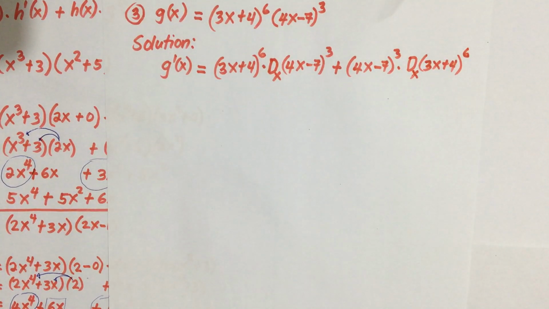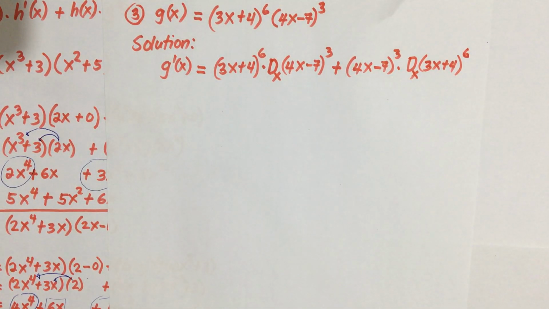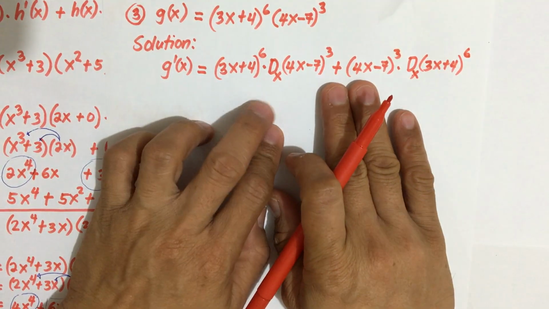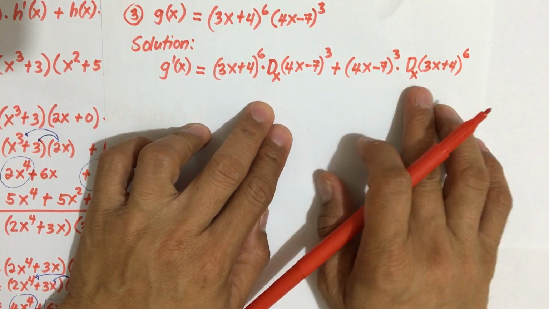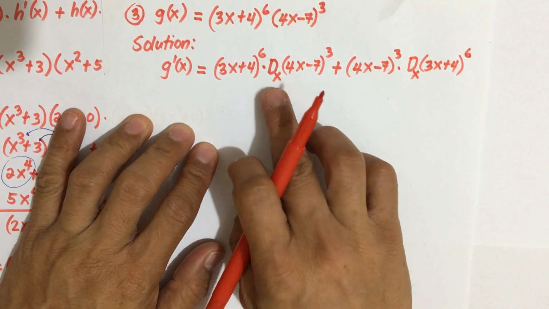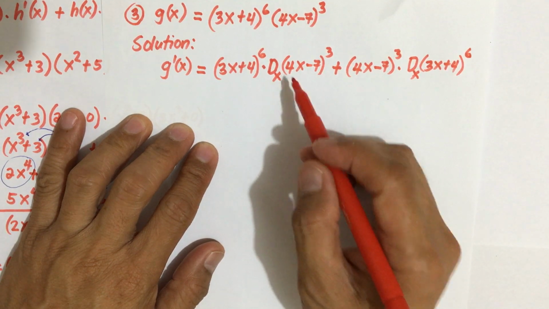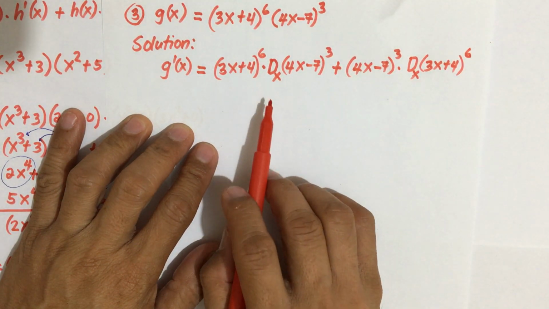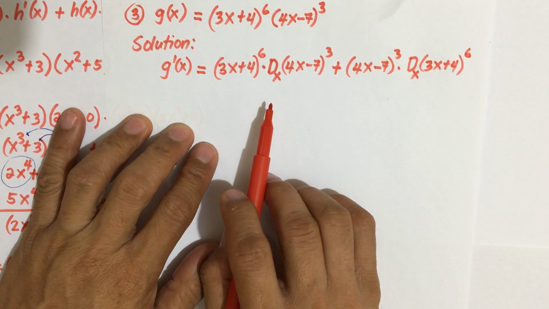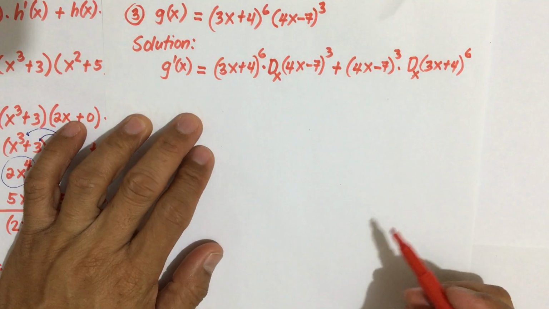So this time, class, we are going to combine the product rule as well as the general power rule. Alright, so this d subscript x will indicate, class, that we are going to use the general power rule for this.